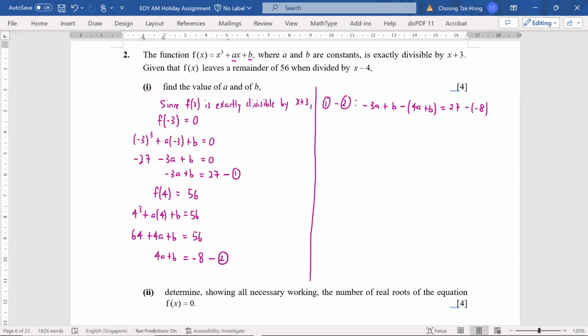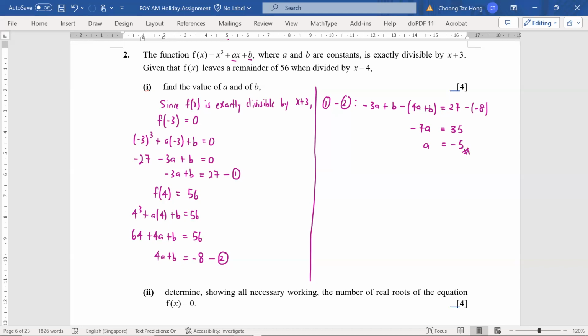Okay, so from the left side, the b will be gone. Actually, that's the main purpose, right, to get rid of the b. So minus 3a minus 4a, negative 7a, will be equal to 35. Okay, so a is going to be negative 5. Okay, so we have found the value of a already.